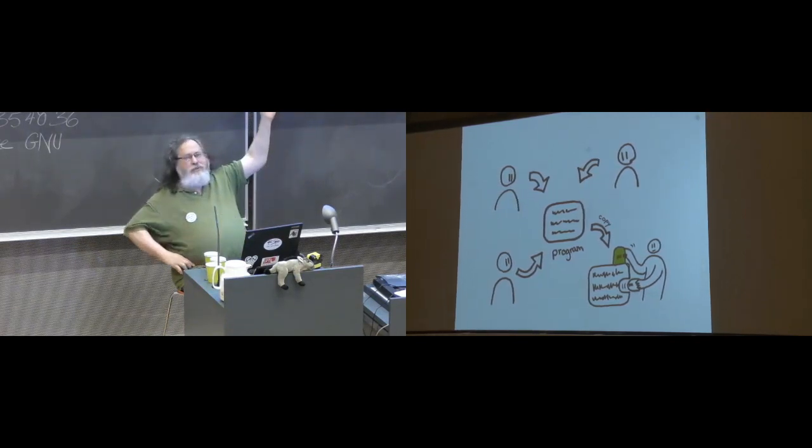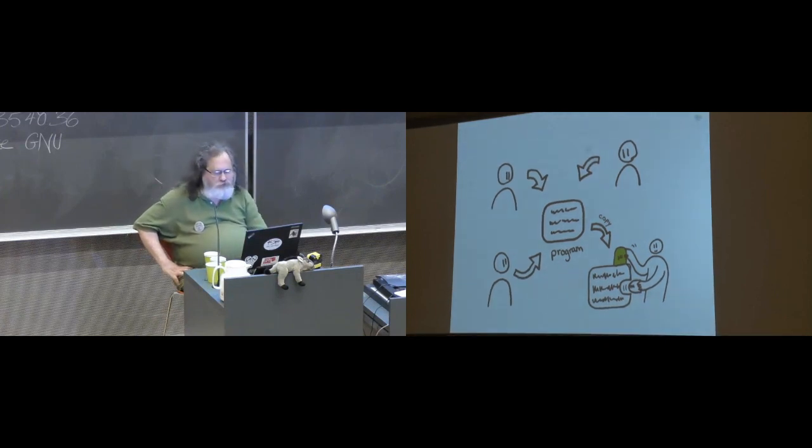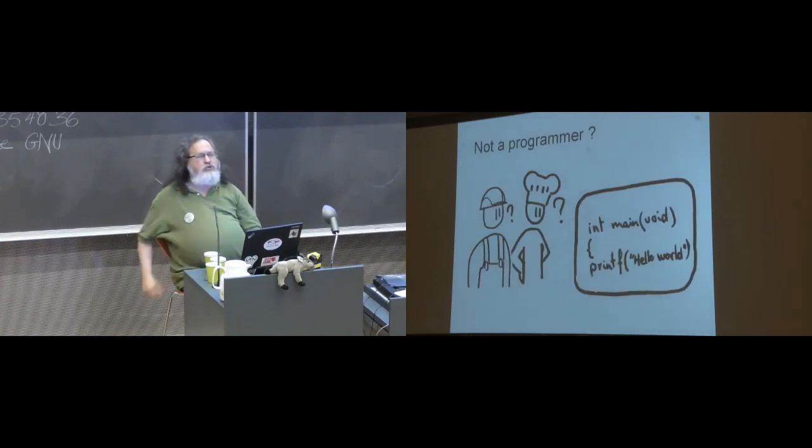Here's an example of separate control. Four users using the same program. Each one is free to change their copies, and one of them is doing so, the other three are not. Well, this separate control is absolutely vital, but it's not enough to give all users control over their computing. Because most users are not programmers.